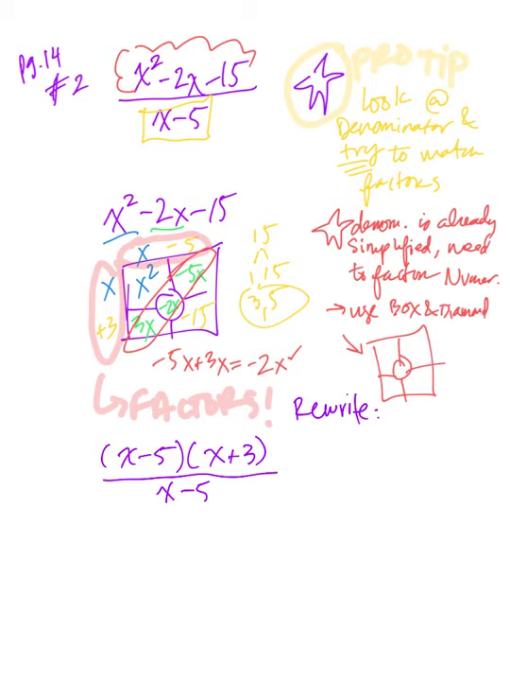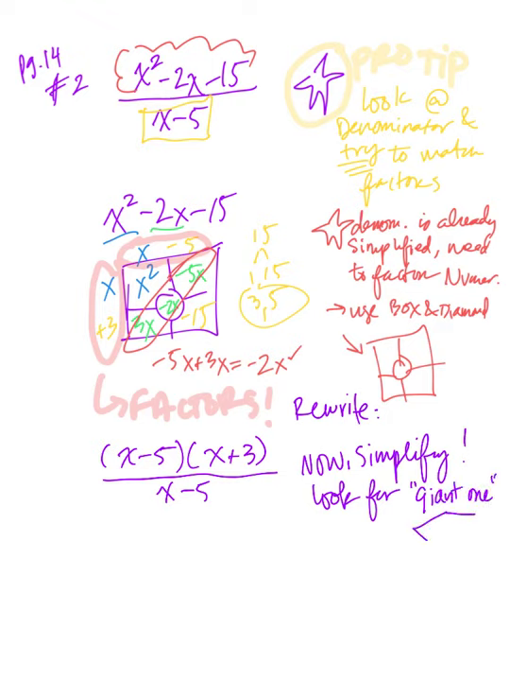Okay, cool. So now we can simplify. It's almost like you have to unsimplify and then re-simplify. I'm looking for things I can cross out. We used to call it a giant one, and I'm going to say that because I think it's still true. We would do this when I taught 8th grade. So my giant one is x minus 5 divided by x minus 5. It's right here. Bye-bye.